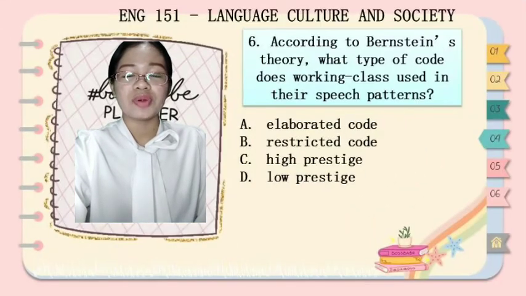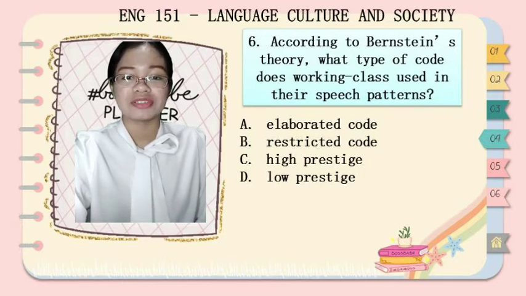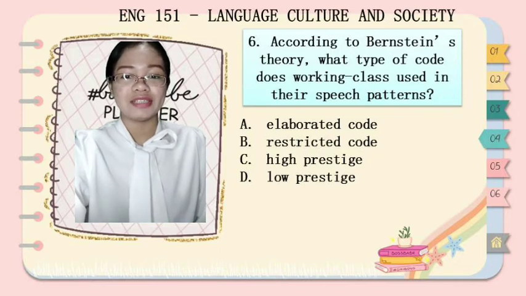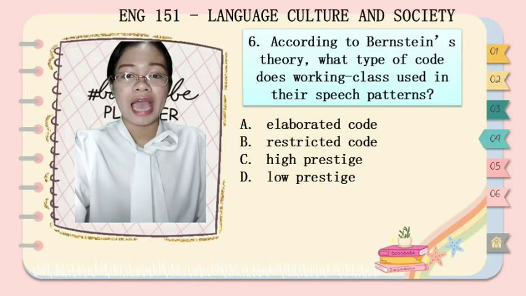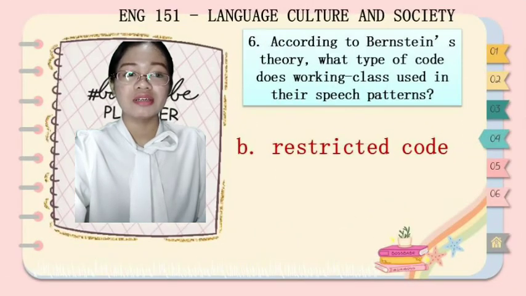So moving on to our next item, which is question number 6. According to Bernstein's theory, what type of code does the working class use in their speech patterns? Letter A, elaborated code. Letter B, restricted code. Letter C, high prestige. Or letter D, low prestige. So the correct answer is letter B, restricted code.